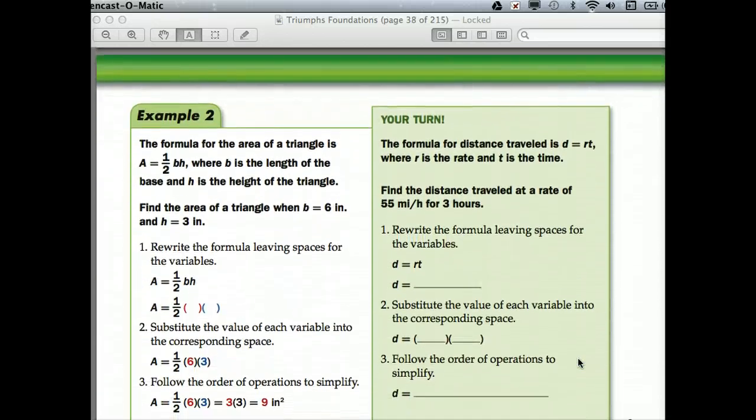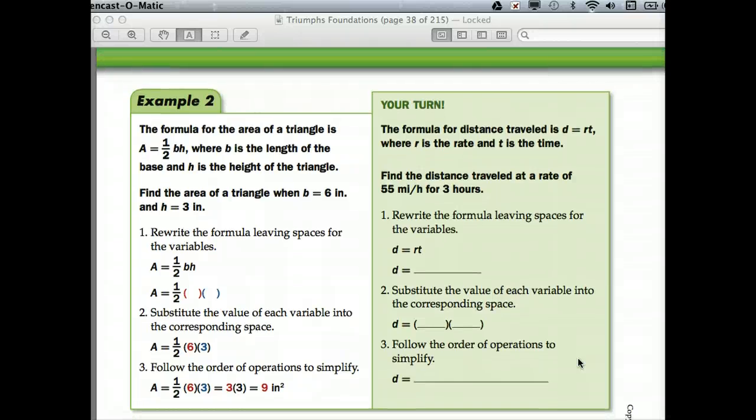Okay, let's move forward to another example. Now here we're using actual geometric formulas. We're talking about the formula for the area of a triangle. We're told that the area of a triangle is equal to 1/2 of its base times height. And they're telling us here that b is the length of the base and h is the height of the triangle. Now they're wanting us to find out what this area is, so we're solving for A if b is 6 and h is 3. So all we have to do is rewrite the formula, leaving spaces for the variables.